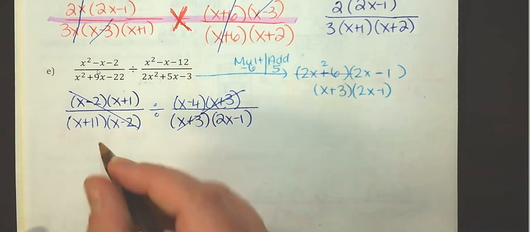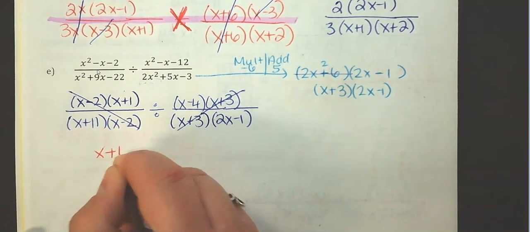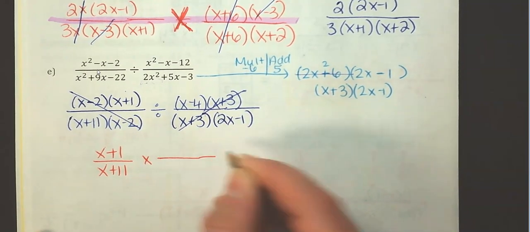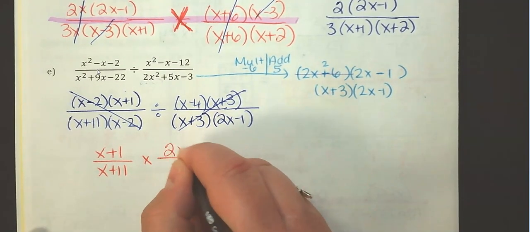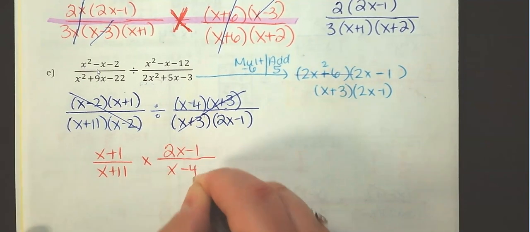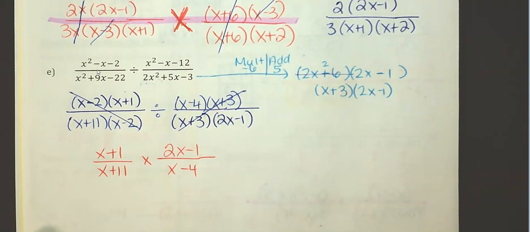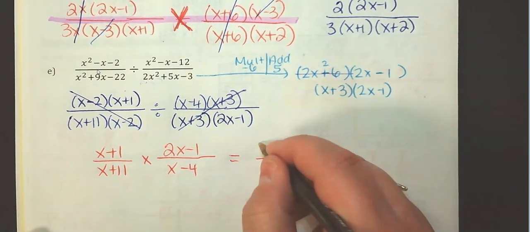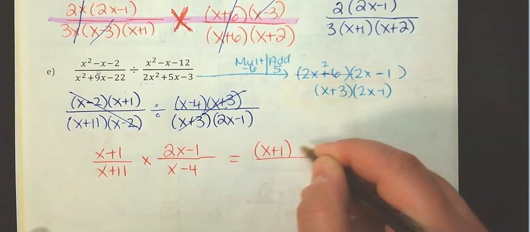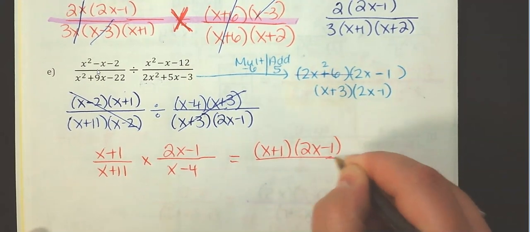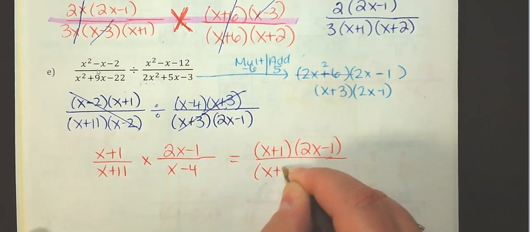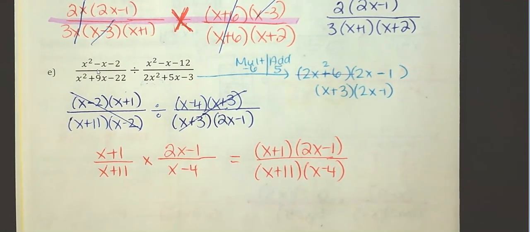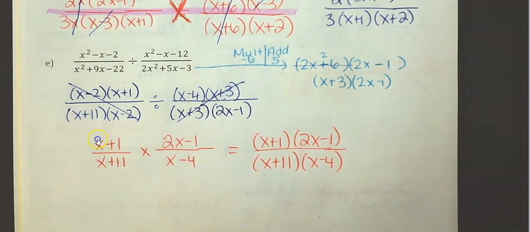And then we're just going to do our keep, change, flip. So I'm going to keep this x plus 1, x plus 11. Change this to multiplication. Flip this over. 2x minus 1 and x minus 4. And then in this particular case, nothing else is going to cancel out. So I'm just going to leave it in factored form. I'd have x plus 1, 2x minus 1 on the top. And I'd have x plus 11, x minus 4 on the bottom. Nothing else canceled there. There was nothing else that matched up.